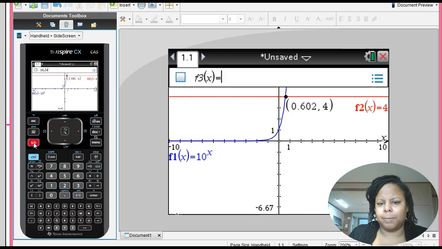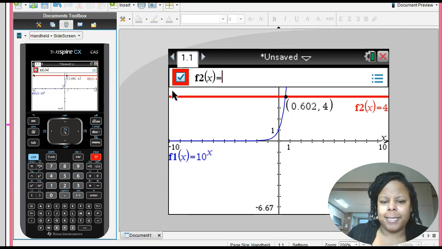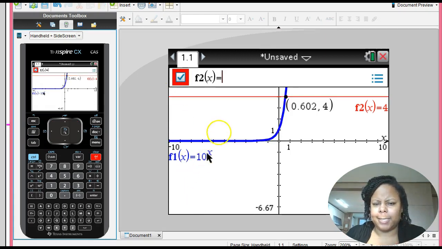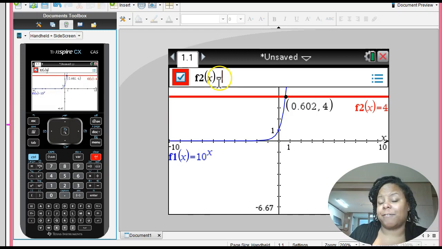But let's take a look at something that's kind of interesting. So let me get rid of this. We already said that this is the same as 10 to the x. So what if I want to graph the log function?